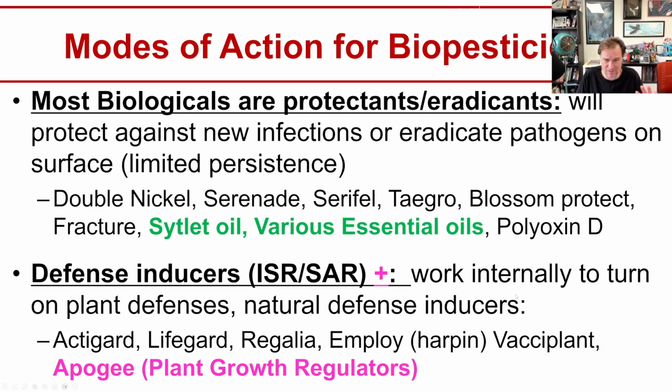And then we have the defense inducers as well. As we mentioned before, Blossom Protect might fall into this category now based on new science. And they will work internally. They turn on plant defenses and other defense processes in the plant, and they can be natural or synthetic, such as Actigard versus Lifeguard, Regalia, and Employ Invasiplant. And even things such as PGRs can sometimes enhance these sorts of processes.